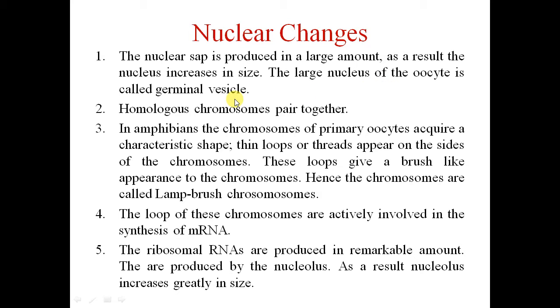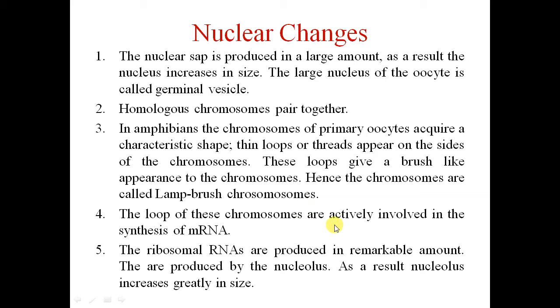Sometimes the question may be asked, what do you mean by germ life cycle? Again, the homologous chromosomes pair together. In amphibians, the chromosomes of primary oocytes acquire a characteristic shape. Thin loops or threads appear on the sides of the chromosomes. These loops give a brush-like appearance to the chromosomes. Hence, the chromosomes are called lampbrush chromosomes.